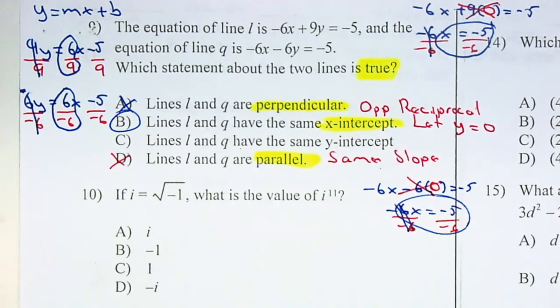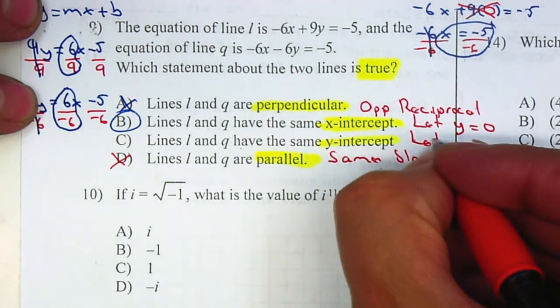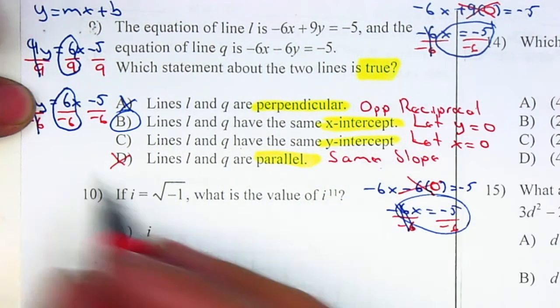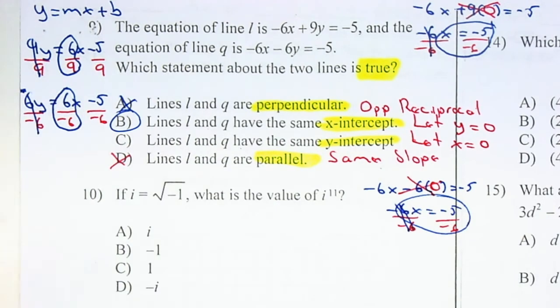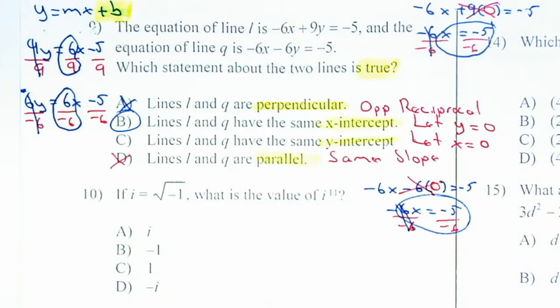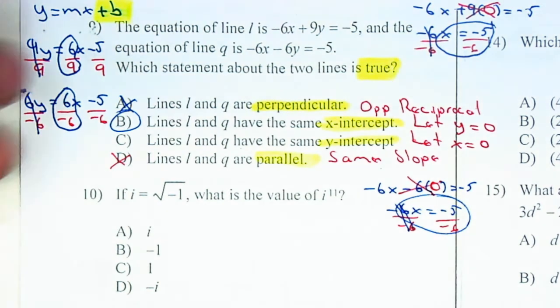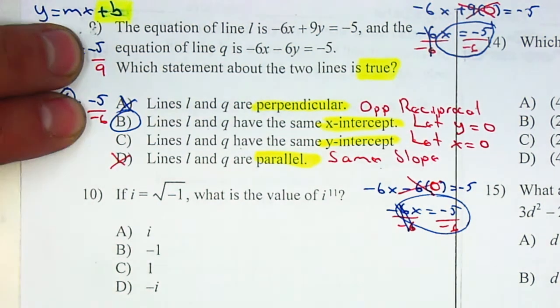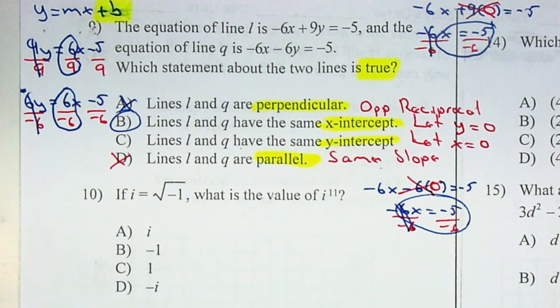And to find the y-intercept, you can do it two different ways. You can let x equal to 0. Or once you have it into slope-intercept form, you can, if you remember, the plus b represents your y-intercept. And as you can see, they do not have the same y-intercept. So your answer is B.